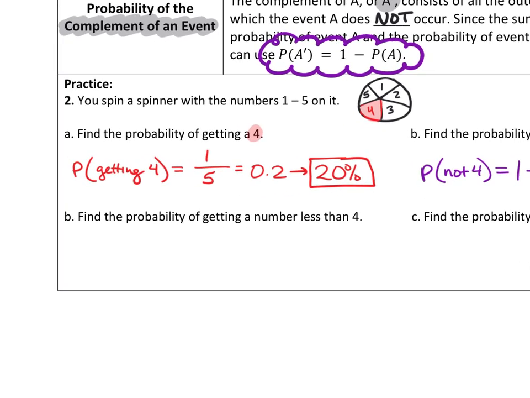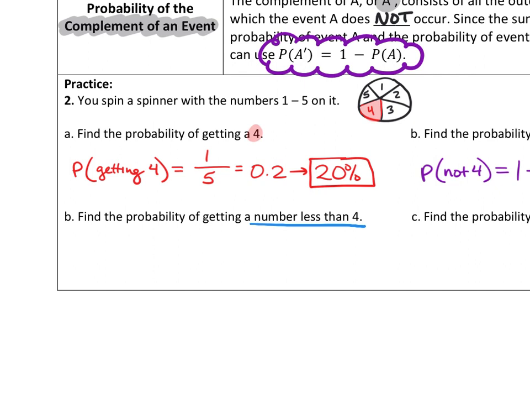I want you guys to work on B and C. They go together. I know there's 2 B's, but the second B says find the probability of getting a number that is less than 4. So if we want a number that's less than 4, what numbers are less than 4?